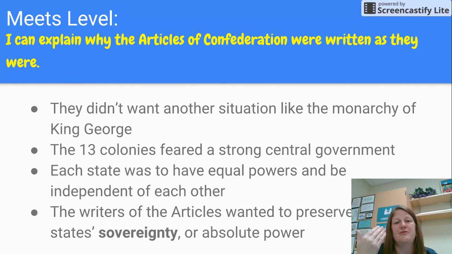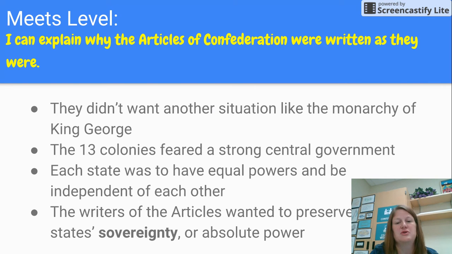They were afraid that if they named a president, the president would start acting like King George. So, no president. They were afraid the national government would start taxing too much like King George was taxing. So, no taxes. So every single thing they did was to avoid another situation like what they had lived through and what they had experienced. So that's why they made weaknesses, because they didn't want to recreate another King George situation.